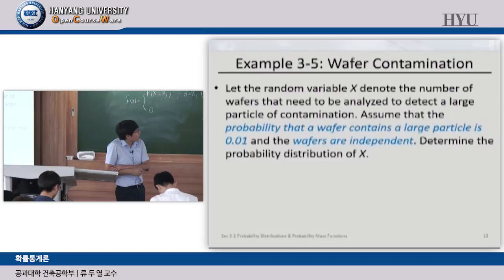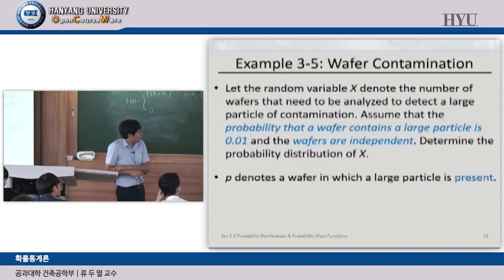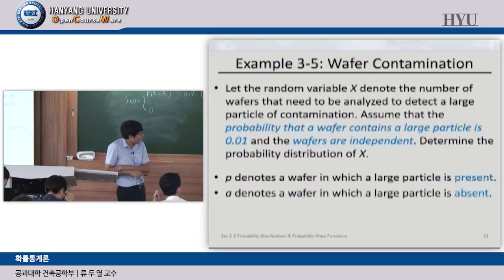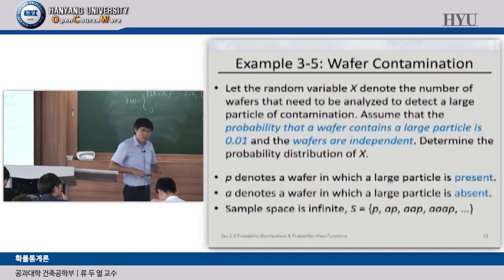Let the random variable X denote the number of wafers that need to be analyzed to detect a large particle of contamination. And assume that the probability that a wafer contains a large particle is 0.01. And the wafers are independent here. And determine the probability distribution of X. That is the question. P denotes the wafer in which a large particle is present. And A denotes a wafer in which a large particle is absent. The sample space is infinite. Why?